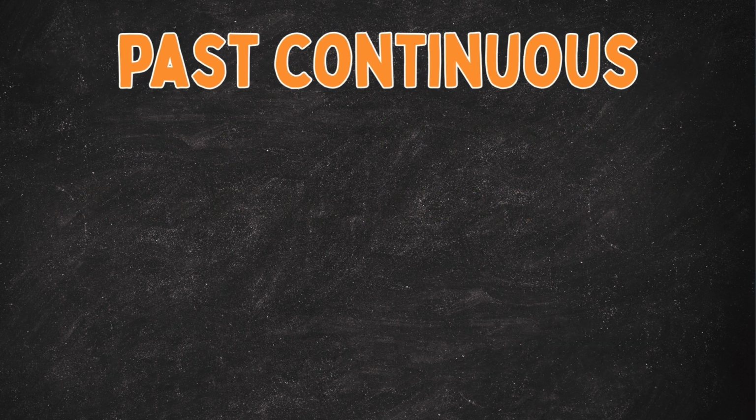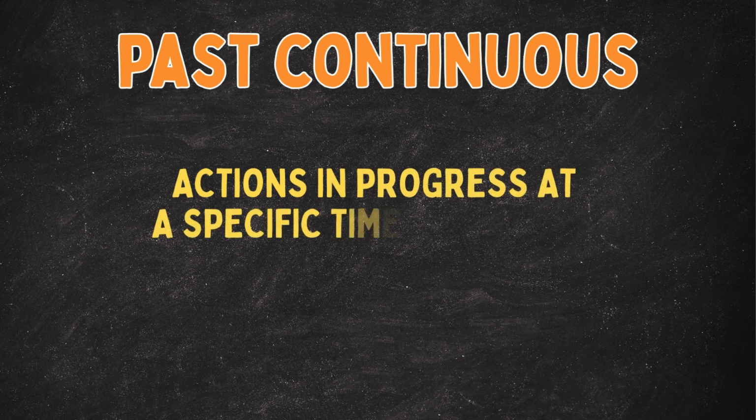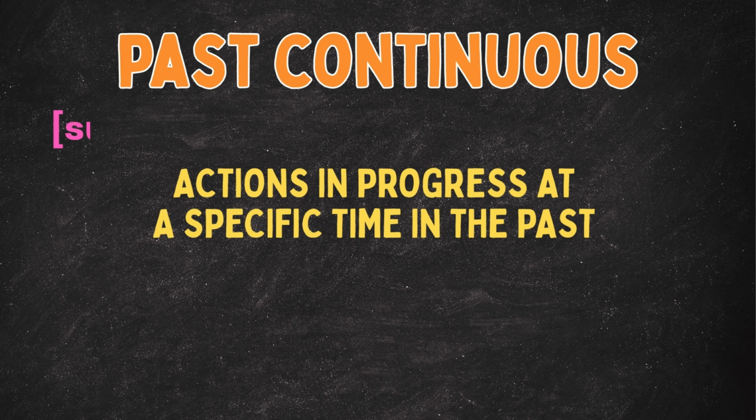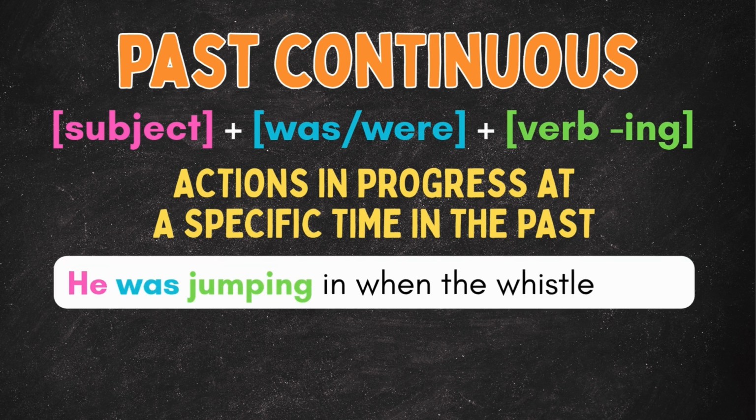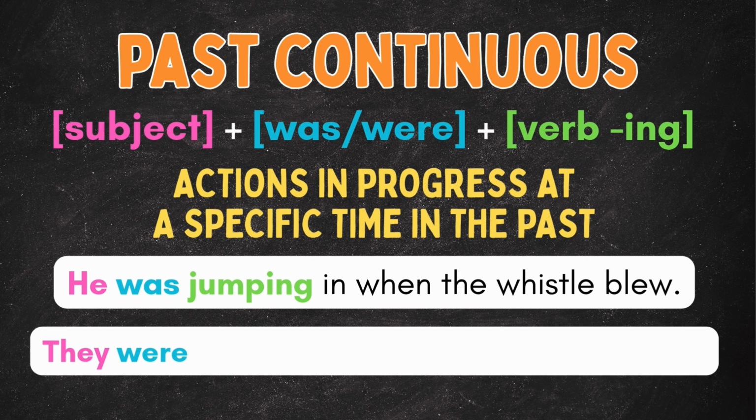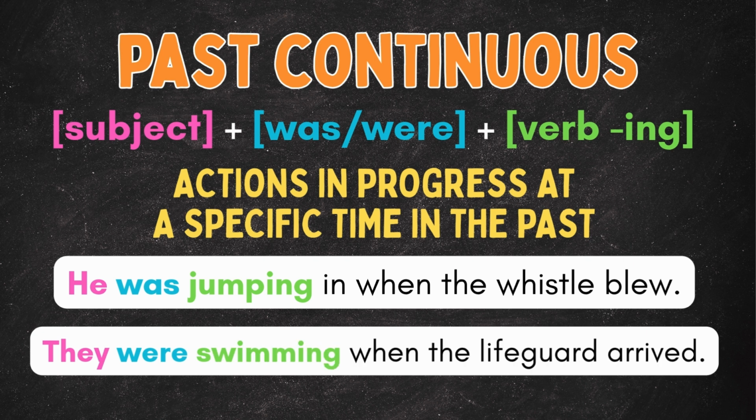Past continuous. The past continuous is used for actions in progress at a specific time in the past. The sentence structure consists of subject plus was or were plus verb with ing. For example, he was jumping in when the whistle blew. They were swimming when the lifeguard arrived.